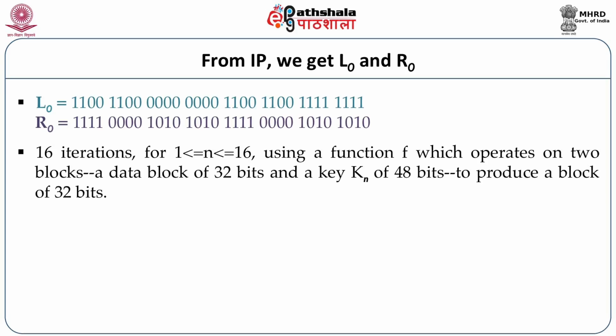We have to go through 16 iterations. DES works with 16 rounds. A function f operates on two blocks, one would be the data block and one would be the key block. The data block we have divided into 32 bits. So L0 of 32 bits and R0 of 32 bits. We have a key of 48 bits. So we would be operating on L0 differently and R0 differently.